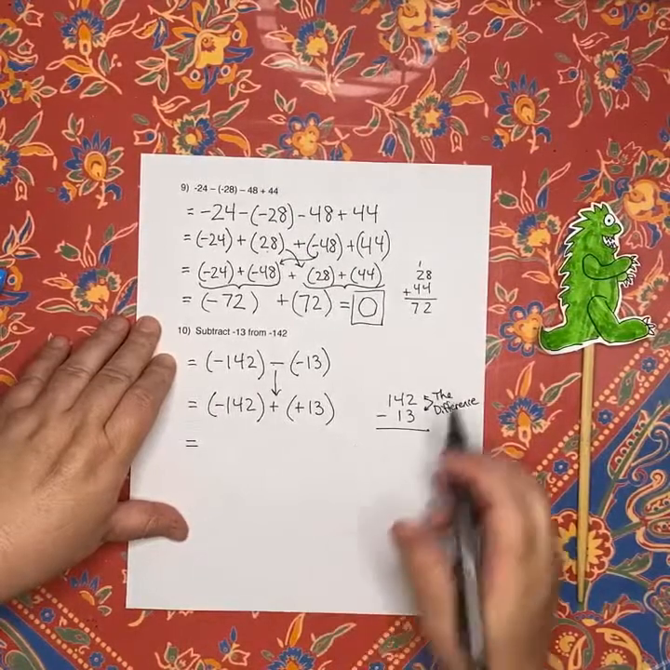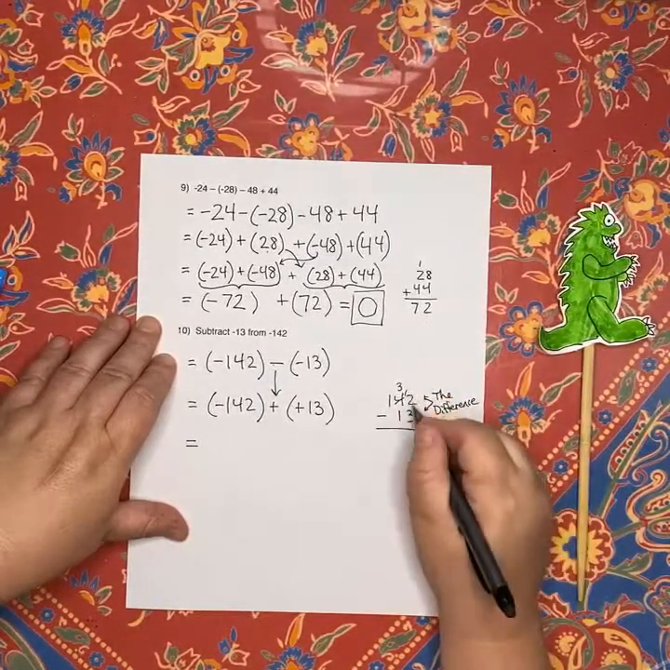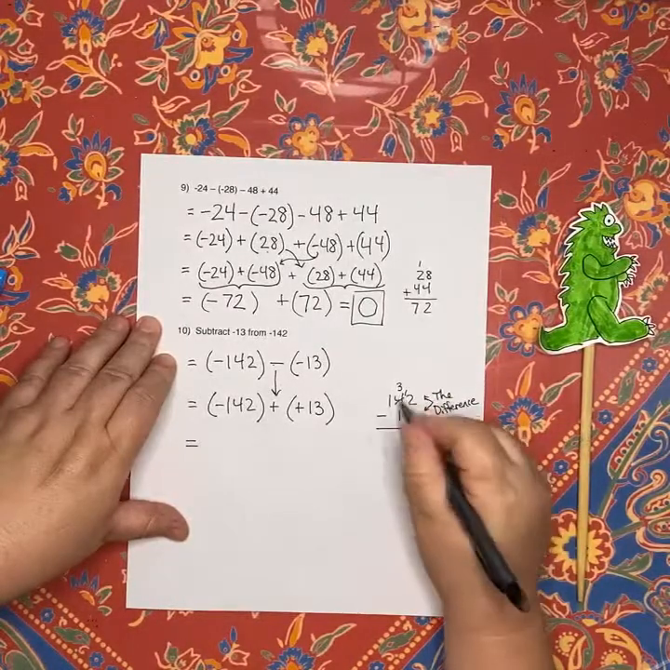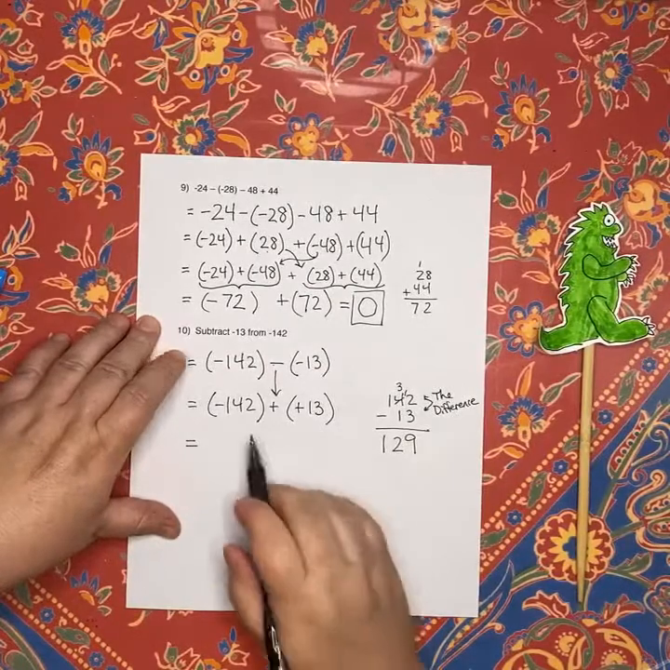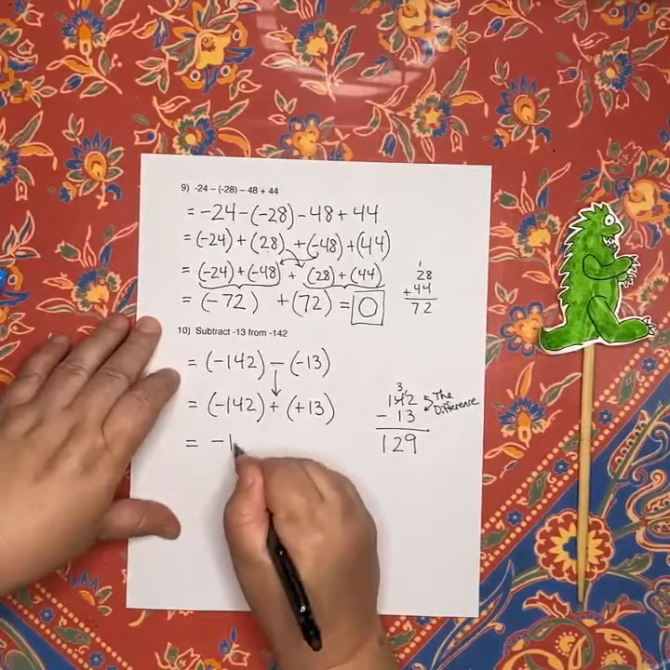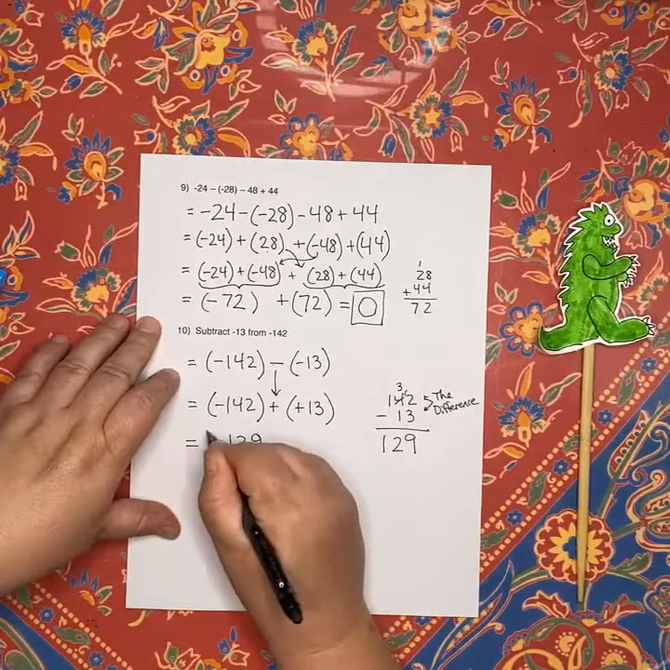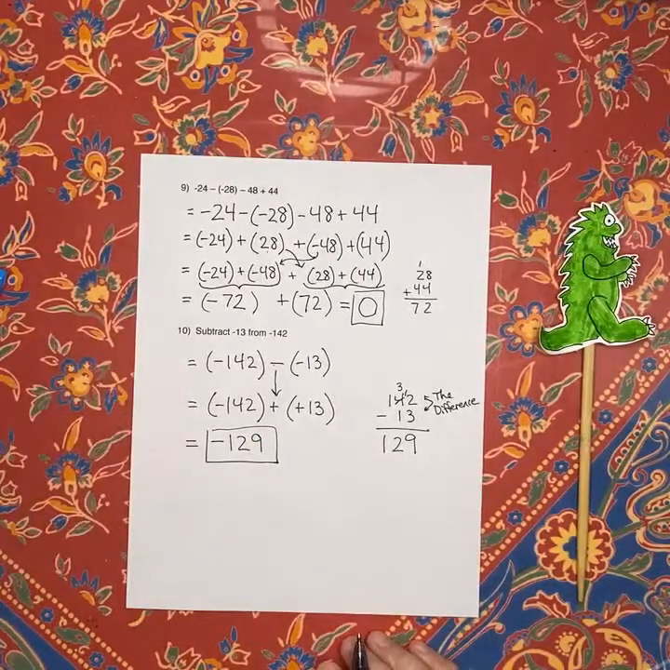Oh my gosh, there's borrowing involved. Okay, so this is 3. This becomes 12. 12 minus 3 is 9. 1 out of 3 is 2. 129. And then I look at this and I go, oh, the bigger one is negative. So it's got to be negative 129. Bam. We're done. You guys survived.